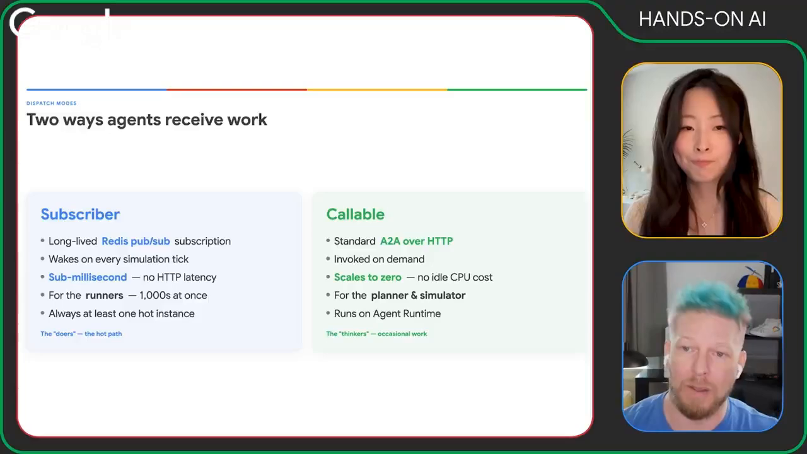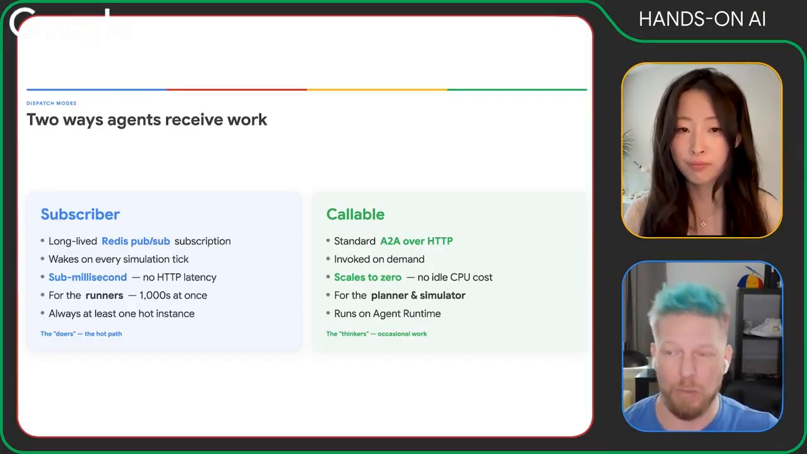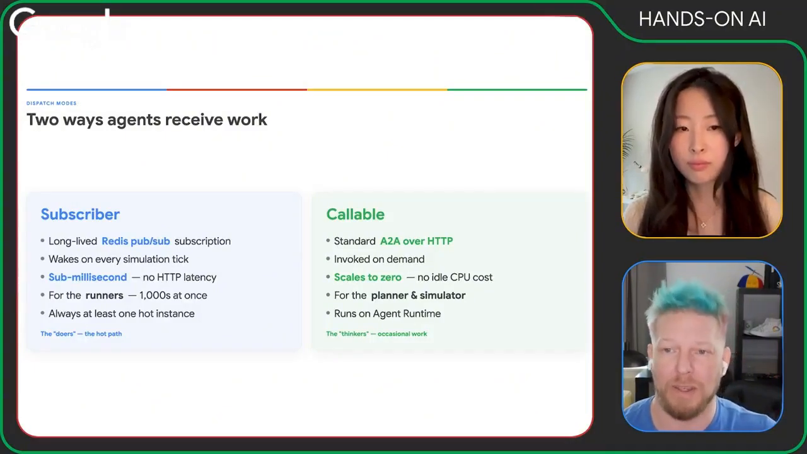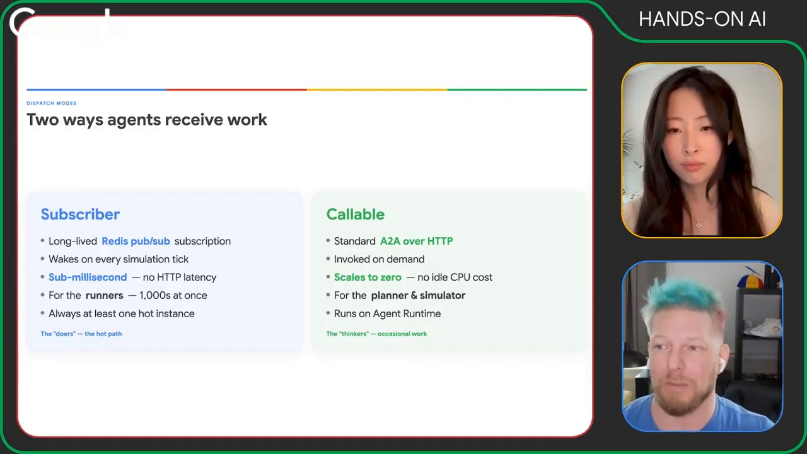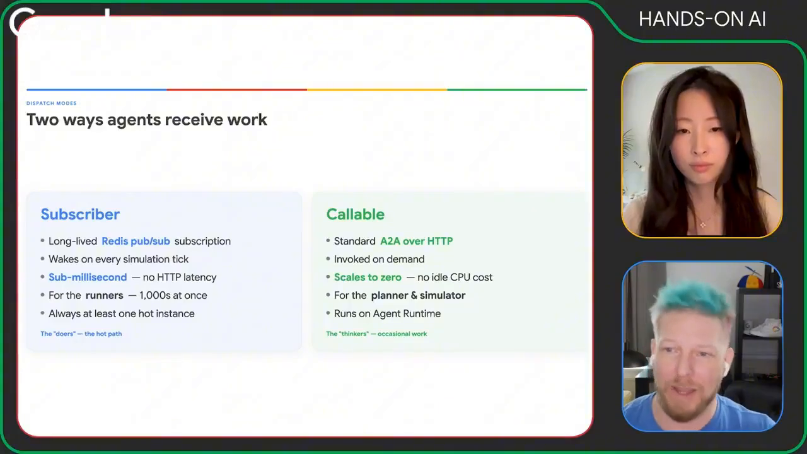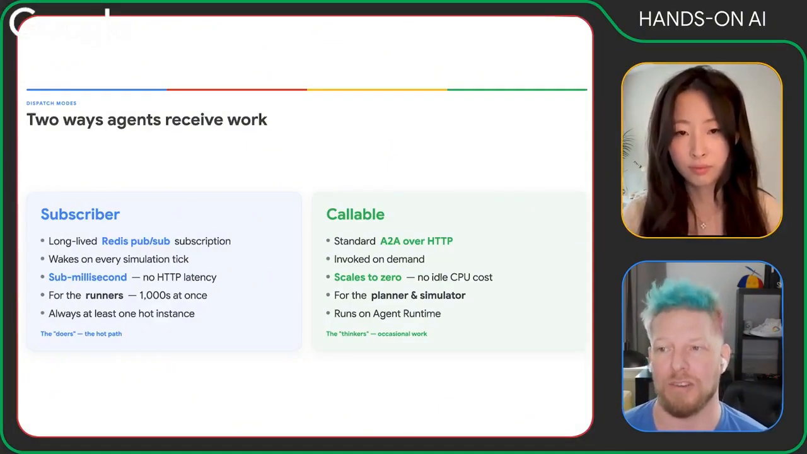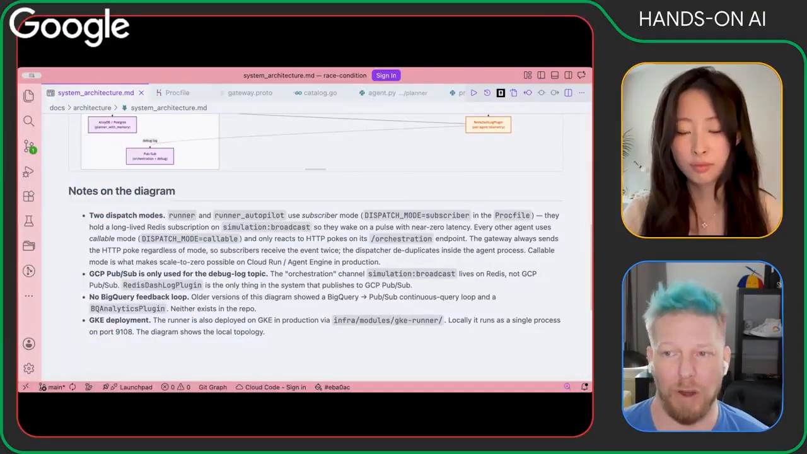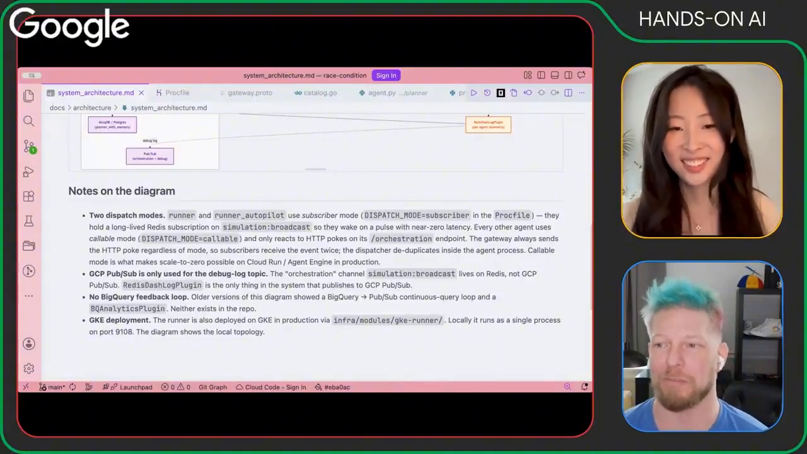Yeah. But for all of the other agents, the planner agents, simulator agents, and their variants, they are what we call callable. And they just sit there, on agent runtime in Gemini Enterprise Agent Platform, waiting for an HTTP request. And we only need to do that occasionally compared to the runners. So we can just interact with them using standard A2A HTTP protocol. So A2A being agent to agent protocol. So they just do their work and go back to sleep, and they can scale down to 0 just like they normally do. I see.